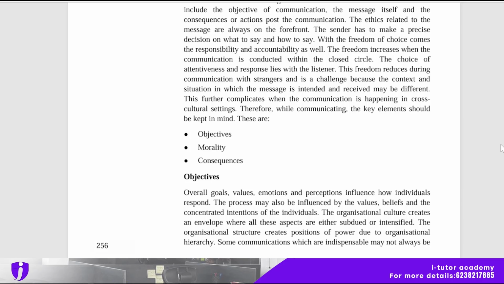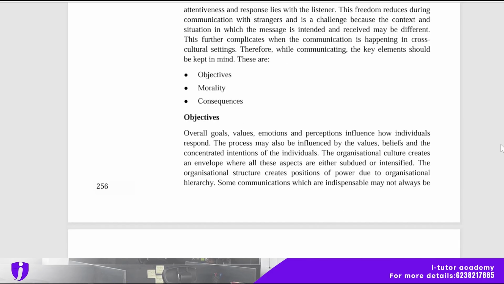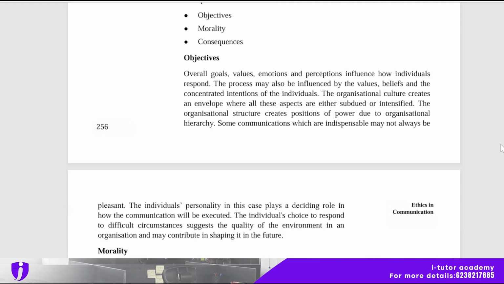This freedom reduces during communication with strangers and is a challenge because the context and situation in which the message is intended and received may be different. This is further complicated when the communication is happening in cross-cultural settings. Therefore, while communicating, the key elements should be kept in mind. So these are objectives, morality, and consequences. So let's see the objectives.